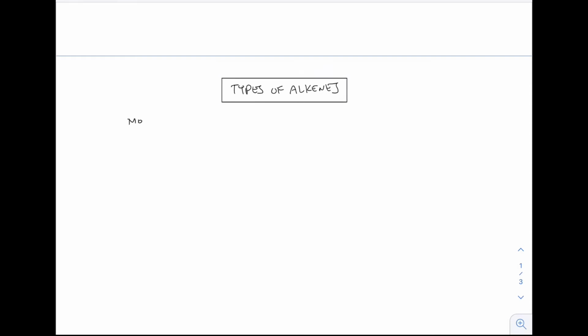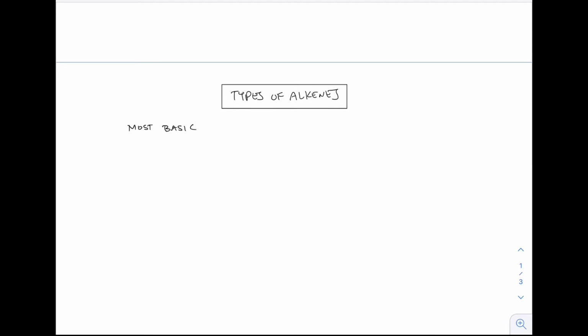So first, let's talk about the most basic alkene. Well, basic has a whole new meaning in chemistry, so it's the most simple alkene. Basic isn't just your pumpkin spice lattes, is it? Which I love. I'm definitely quote unquote basic in that sense.